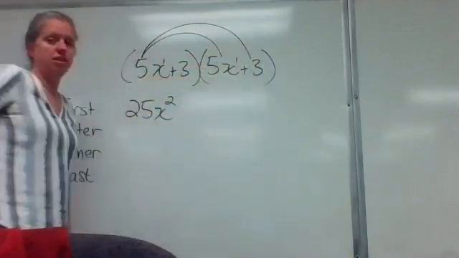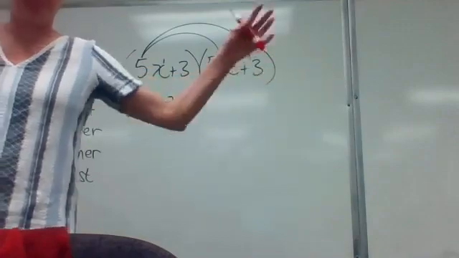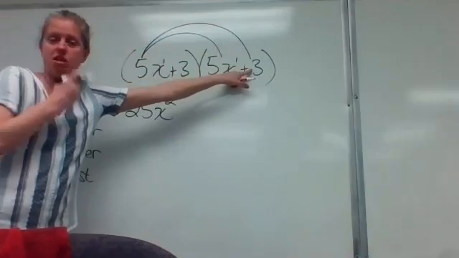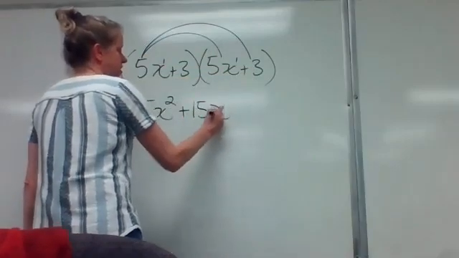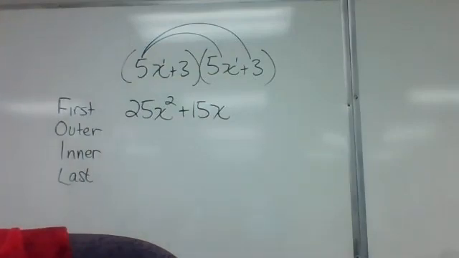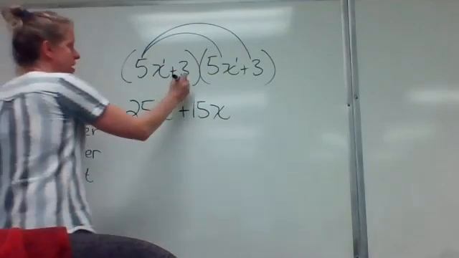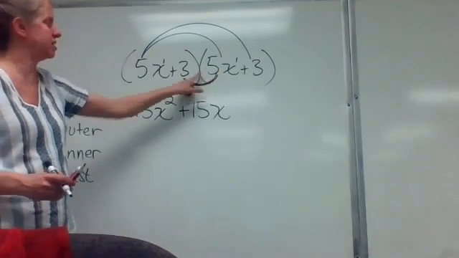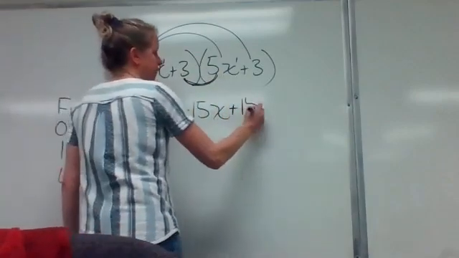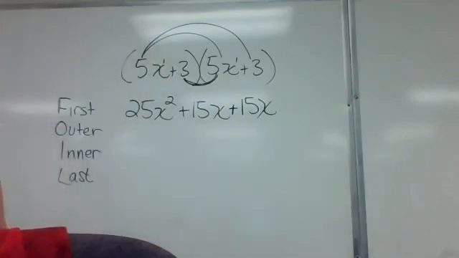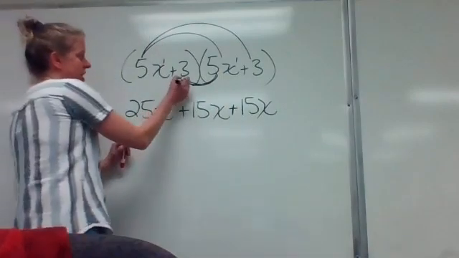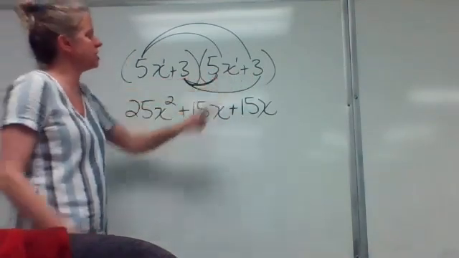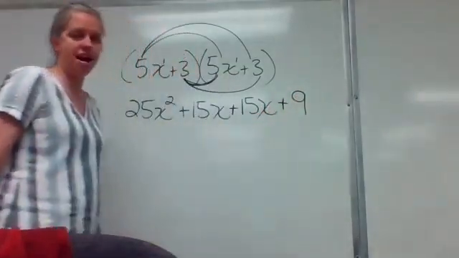Outer. The very, very, very outside terms together. All the way on the outsides. So I've got a 5x times positive 3. So 5 times positive 3, so that's going to give me 15x. My inner. Positive 3 times positive 5x. Again, 3 times 5 gives me another 15x. And my last. So the last term in this parenthesis times the last term in the other parenthesis. Positive 3 times positive 3 is positive 9.